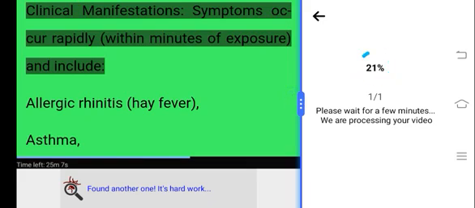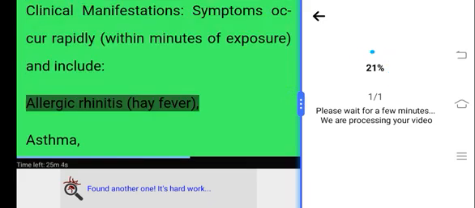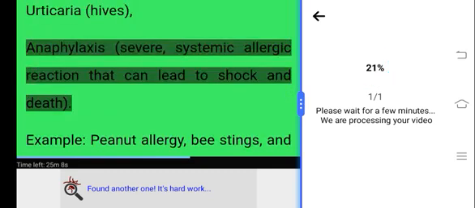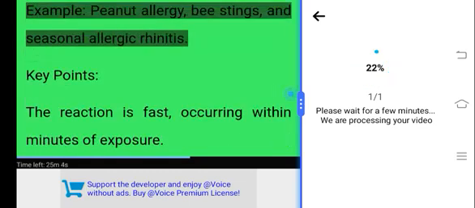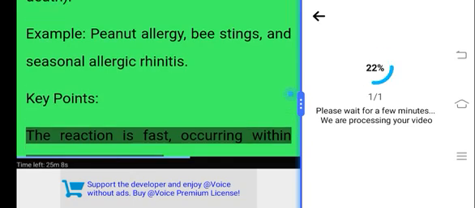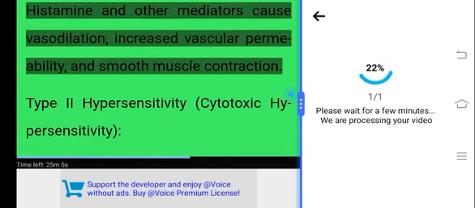Clinical manifestations: symptoms occur rapidly within minutes of exposure and include allergic rhinitis, hay fever, asthma, urticaria, hives, anaphylaxis, a severe systemic allergic reaction that can lead to shock and death. Example: peanut allergy, bee stings, and seasonal allergic rhinitis. Key points: the reaction is fast, occurring within minutes of exposure. Histamine and other mediators cause vasodilation, increased vascular permeability, and smooth muscle contraction.